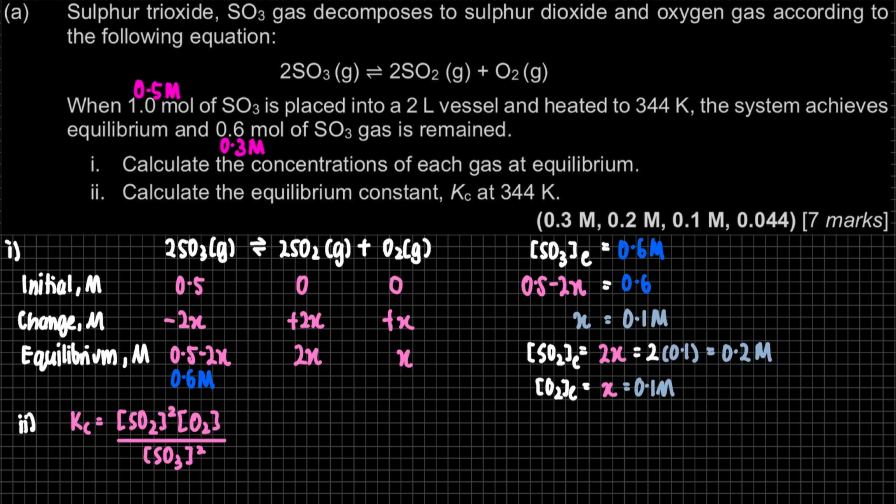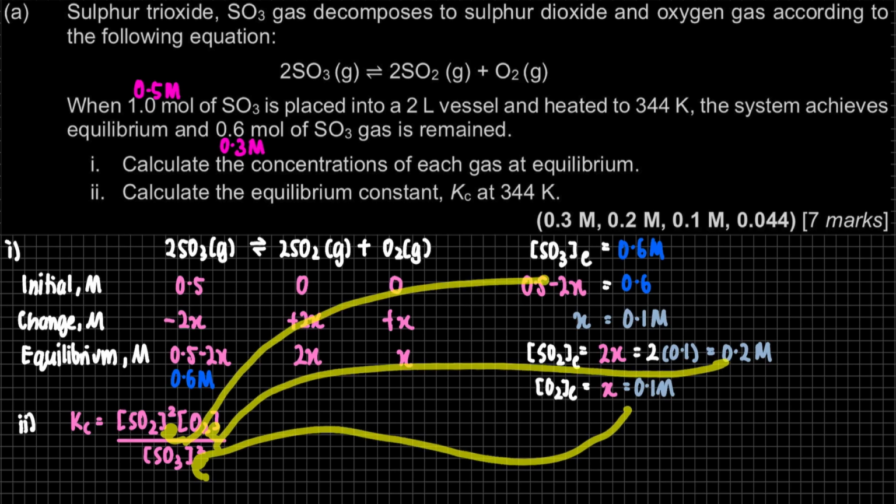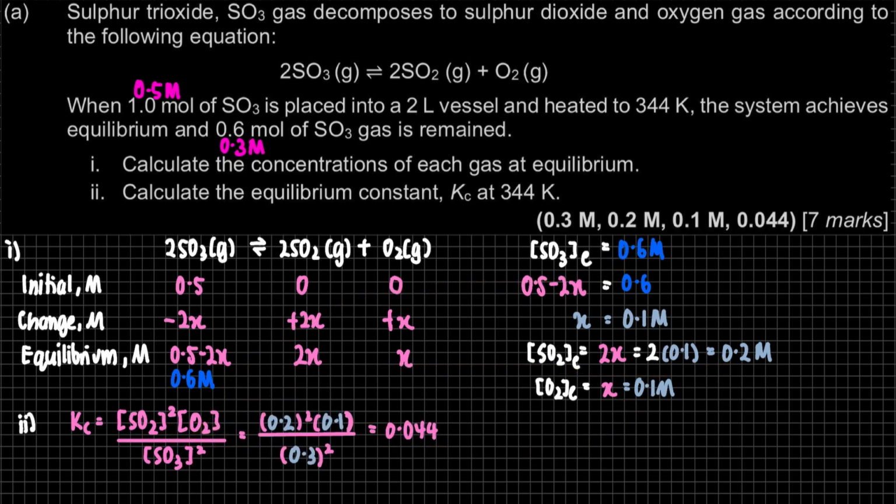Again, Kc stands for equilibrium constant, C for concentration. So for this value, all of these must be the equilibrium values, and all the values at equilibrium we have found out from the previous question. This one. Make sure you substitute the correct one, and you will get the value to be 0.044.